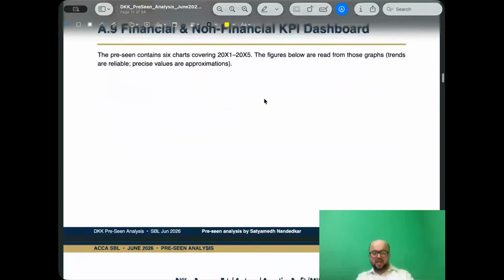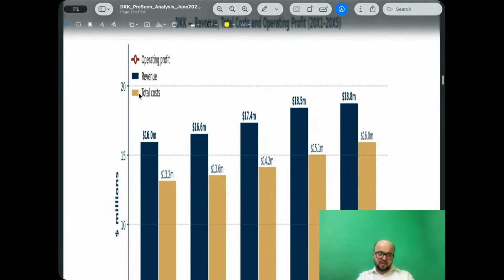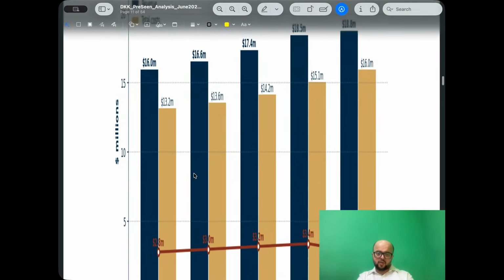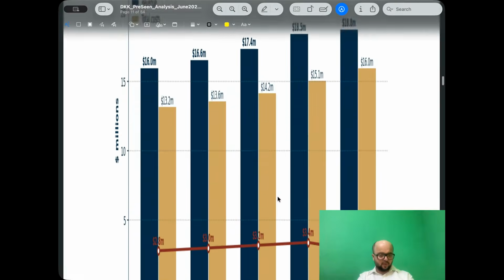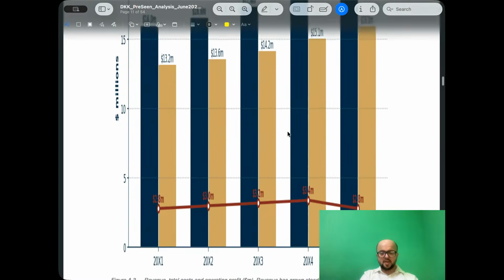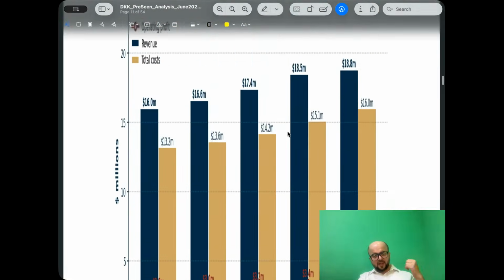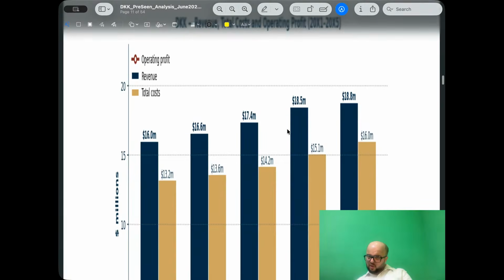Okay, now financial and non-financial KPI dashboard. See, here this color, around yellow, that is total cost, and then this is revenue. Okay, and this basically speaks about the level of operating profit. Now, if you observe the difference, 16 minus 13.2, 16.6 minus 13.6, do one thing now for me, calculate operating profit and calculate the ratio operating profit upon revenue. You have the figures, right?